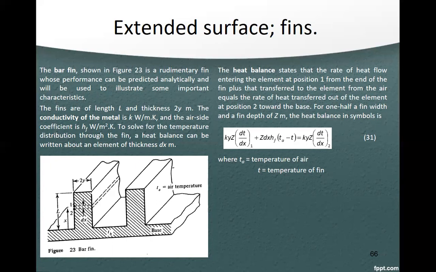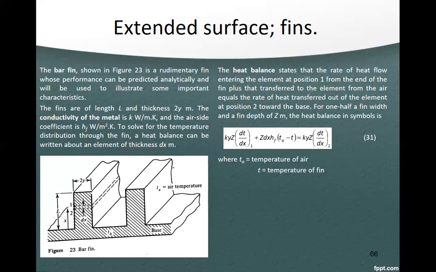The conductivity of the metal is K in watt per meter Kelvin, and the air side coefficient is h sub F in watts per meter square Kelvin. To solve for the temperature distribution through the pin, a heat balance can be written about an element of thickness dx in meter. The heat balance states that the rate of heat flow entering the element at 1 from the end of the pin plus that heat transfer to the element from the air equals the rate of heat transfer out of the element at position 2 toward the base. Heat transfer nyo to, heat transfer.